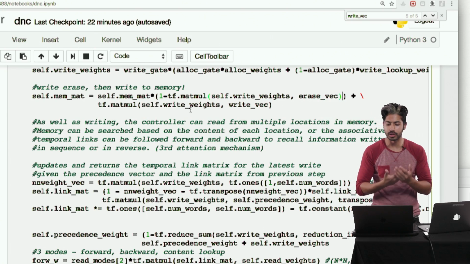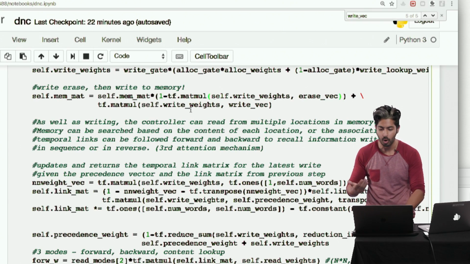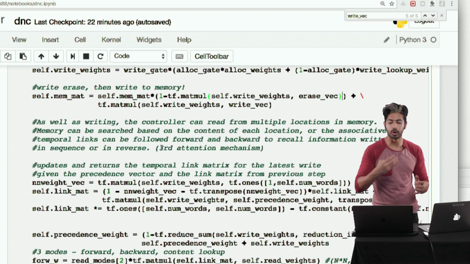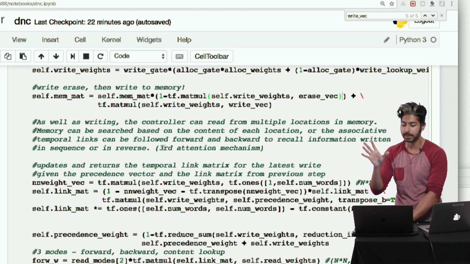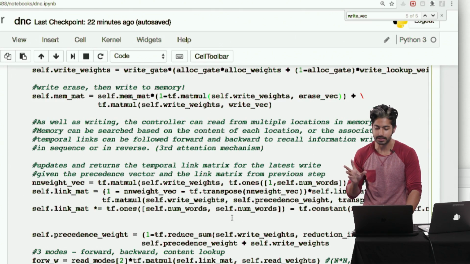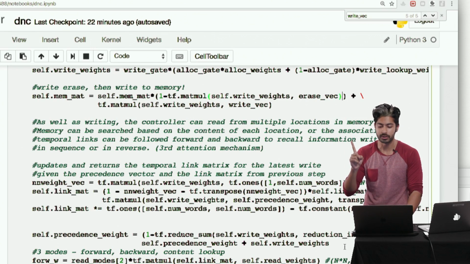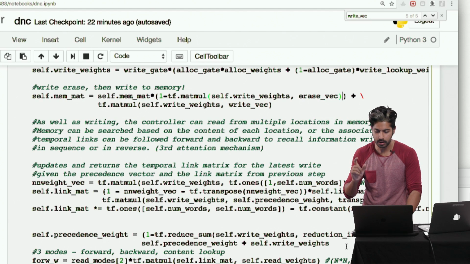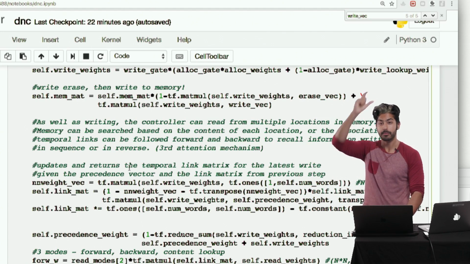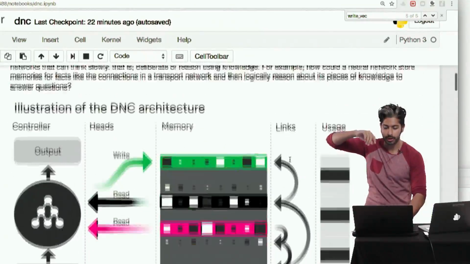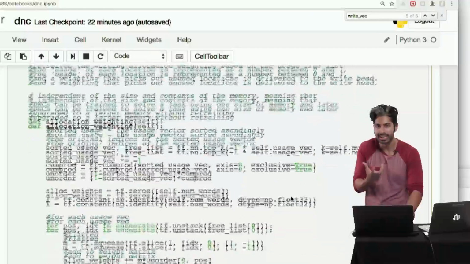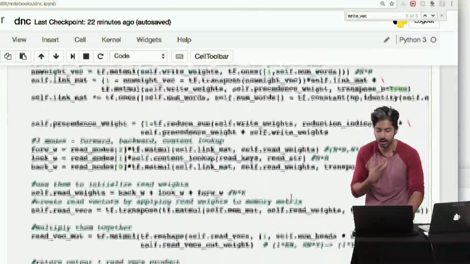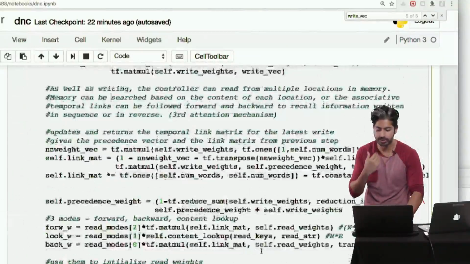Memory can be searched based on the content of each location using content lookup, or the associated temporal links can be followed backwards and forwards to recall information written in sequence or reverse, which is our third attention mechanism. Now, I haven't actually talked about our attention mechanisms yet, but this is going to be our first: recalling memory using our temporal links. Remember that matrix of arrows right up here. That's essentially an attention mechanism. Like, how do we read and write to memory based on what's happened before?